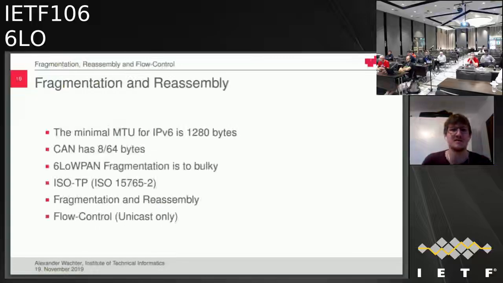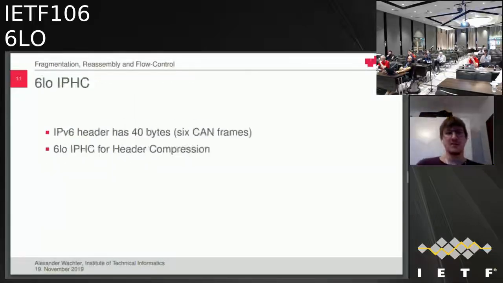Because we only have 8 bytes of payload, or 64, we need fragmentation and reassembly, because the minimal MTU, as we all know, is 1280 bytes. But the 6LoWPAN fragmentation is too bulky. It would already need about half of the payload of every frame. So I used another fragmentation and reassembly protocol, which is specified in an ISO standard. It's the ISO-TP protocol. It provides fragmentation and reassembly, and it also has flow control, but only for unicasts.